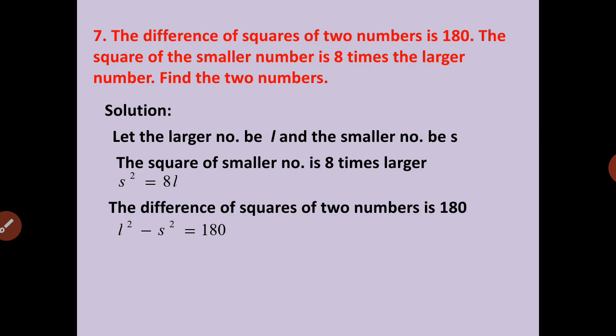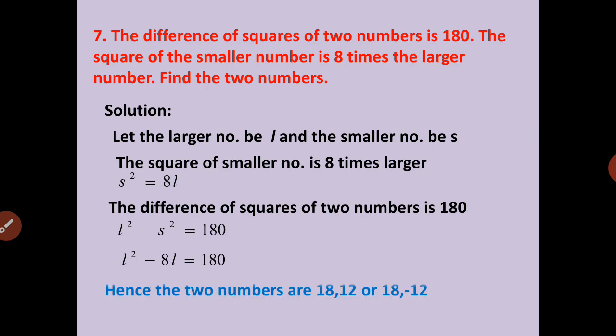But we already know the value of S square. It is 8L. Let's substitute. Now you have a quadratic equation. L square minus 8L. You can take 180 to the other side, it will become minus 180 equal to 0. So you have a quadratic equation. When you solve it, you will have two values for your numbers. The two numbers will be either 18 and 12, or 18 and minus 12.